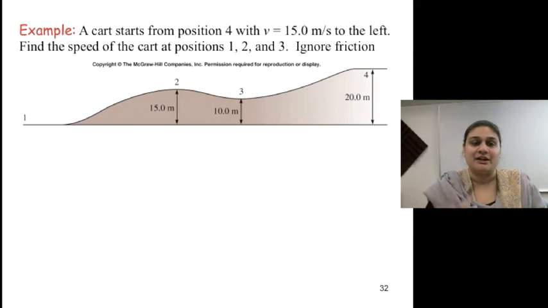Let's do an example to understand in more detail what is happening when we talk about conservation of energy. Let's say a cart starts from position 4, which is up here, with initial velocity 15 meters per second, and it goes towards the left. Find the speed of the cart when it is at number 3, 2, and then at number 1. We are going to ignore friction. Since we are ignoring friction, the total energy of the system should remain constant. Now, how do we solve for these problems?